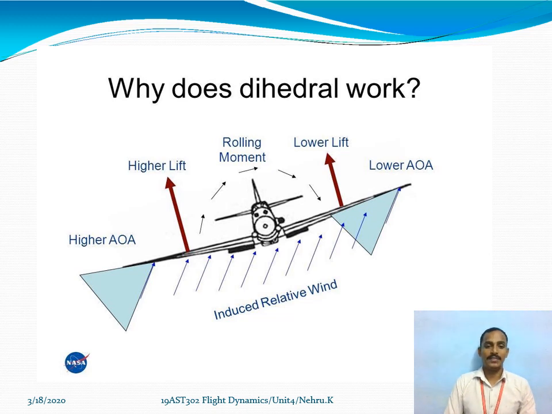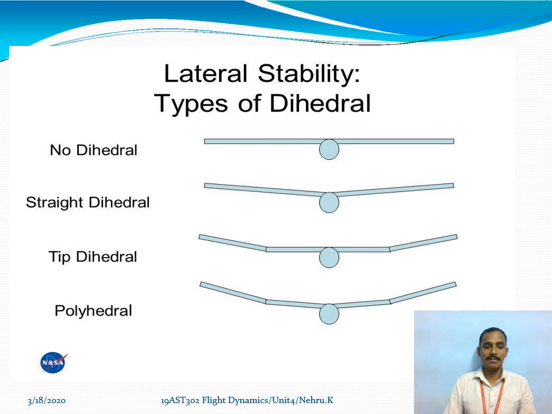Why do we have the dihedral work? It includes the relative wind, high angle of attack and lower angle of attack, which is opposite to the rolling moment. And these are the various types of dihedral effect which make a major contribution to lateral stability.